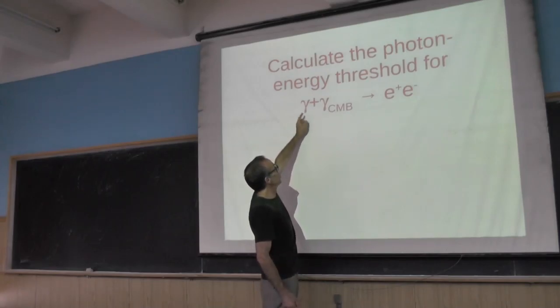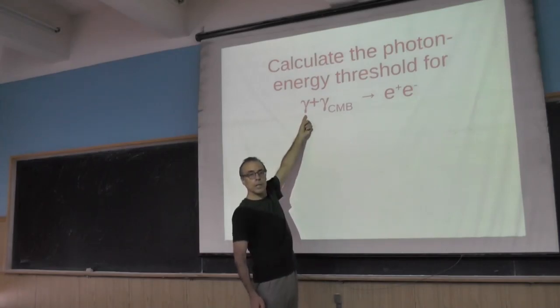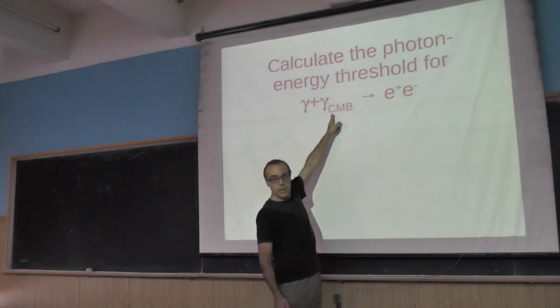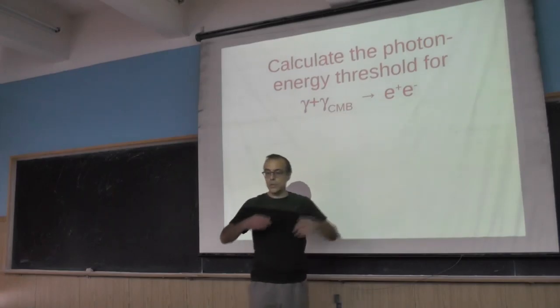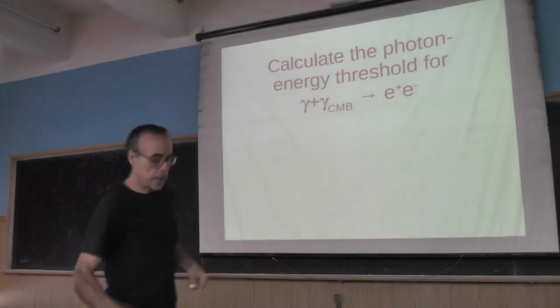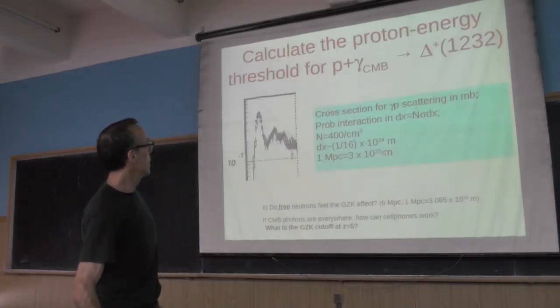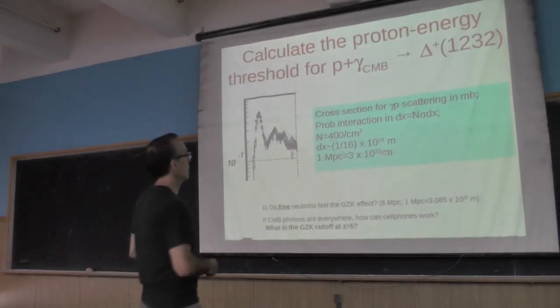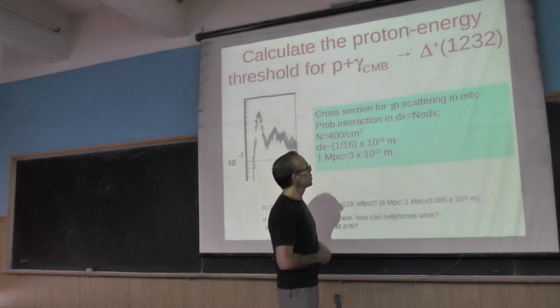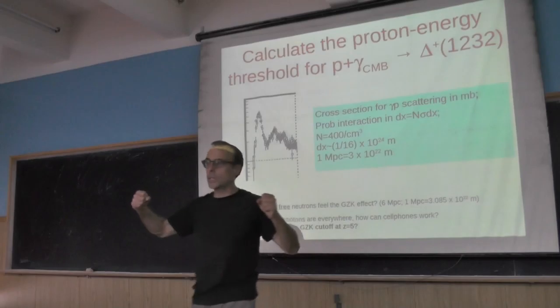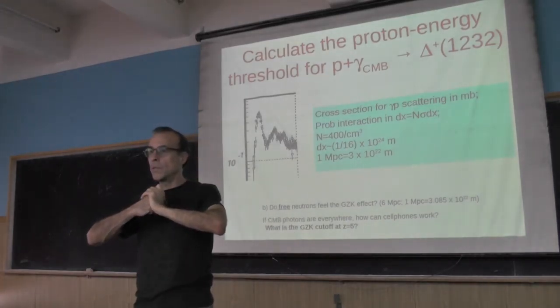So what you're asking is, what energy of photon do you need such that the invariant mass of this interaction is at the threshold for e+ e-, and that's a calculation that you can easily do, as well as the mechanism which is responsible for the GZK cutoff, which is protons interacting with CMB photons.